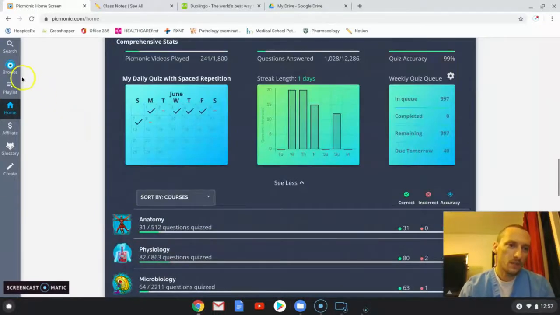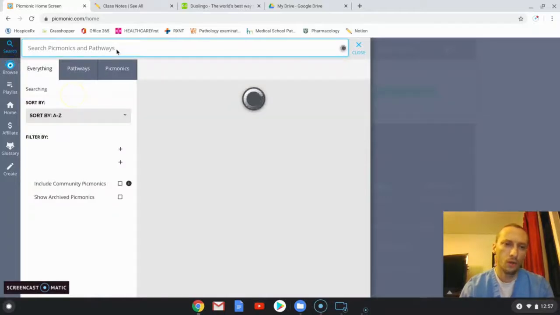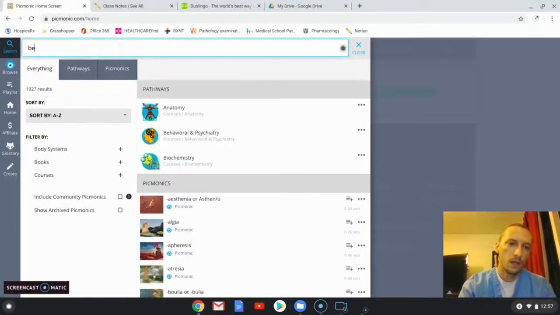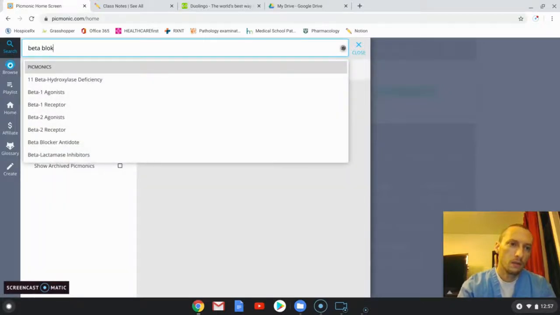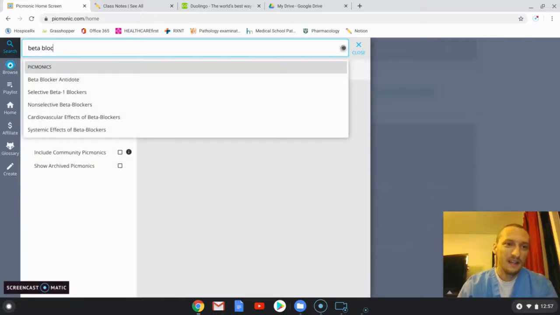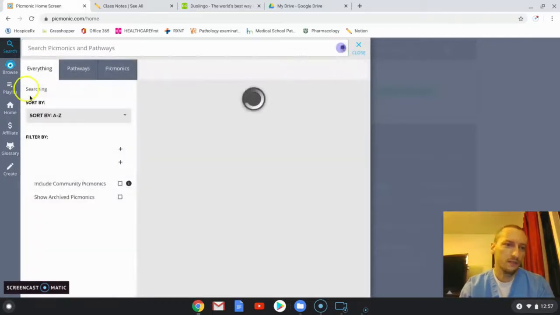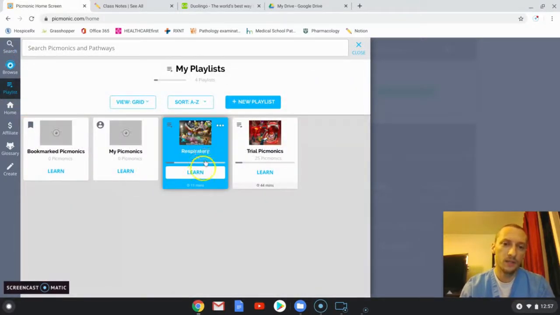So anyway, on the left-hand side, you can search. I could go here and search for, let's say, beta blockers, if I know how to spell beta blockers, that is. And it'll pull up all the different Picmonics that are related to beta blockers, like non-selective beta blockers, which I have a hard time remembering. The selective versus non-selective, which ones are and which ones aren't. Anyway, you can create your own playlist of Picmonics, like I did 7 of them for a respiratory section I was learning.